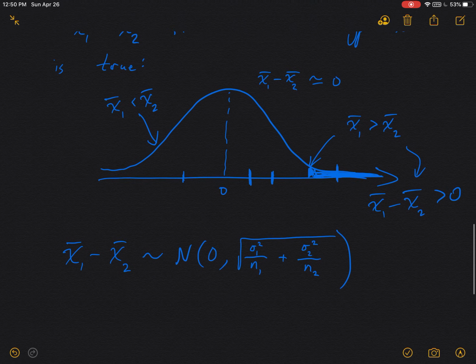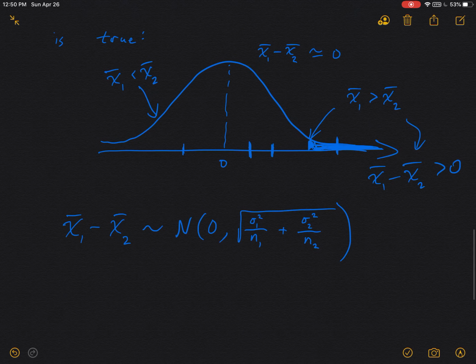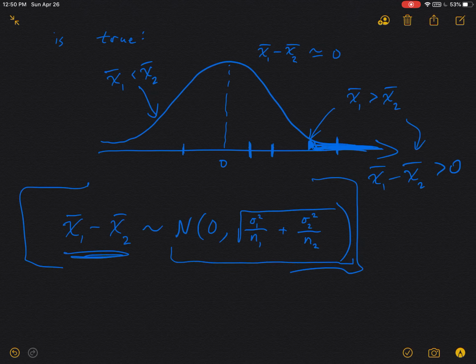So the strategy for hypothesis testing is going to be exactly the same. The only thing that's different in this section is that we're looking at this particular distribution, which is the distribution of x1 bar minus x2 bar, and that will follow a slightly different distribution. So if these are normally distributed variables, or if your sample size is sufficiently large, then this x1 bar minus x2 bar is going to be normally distributed with a mean of 0 and with this variance, assuming that the null hypothesis is true.